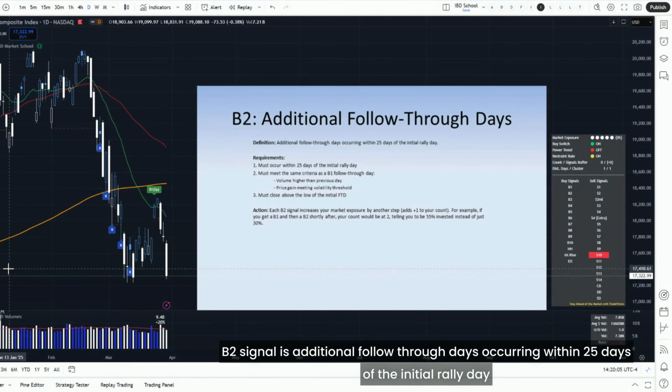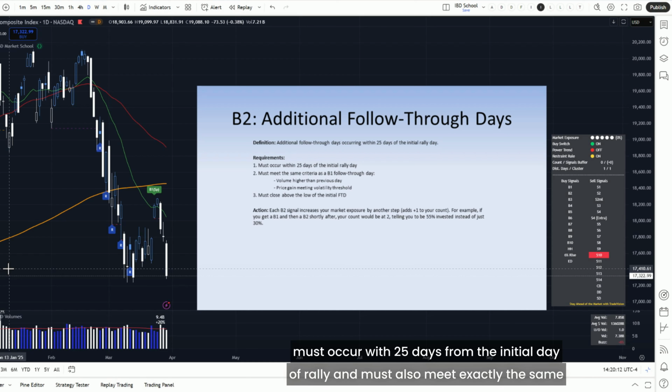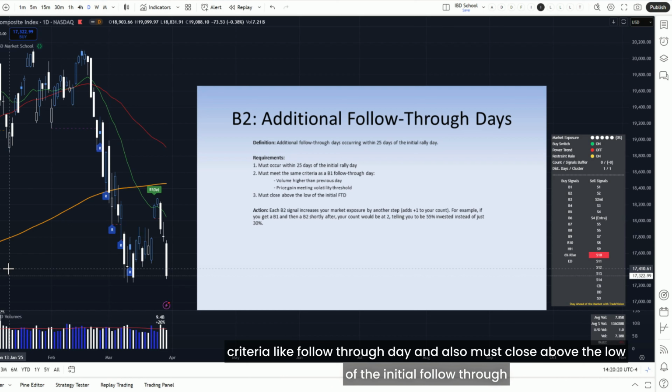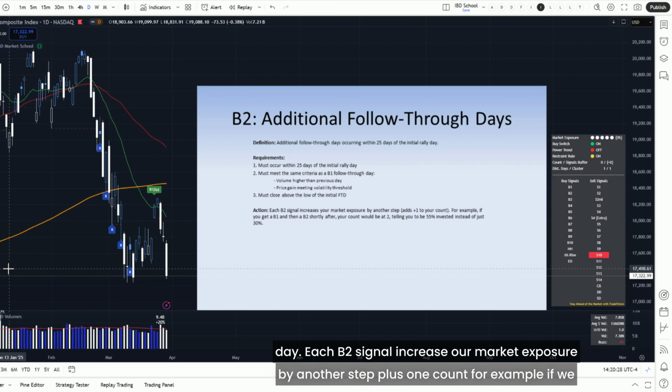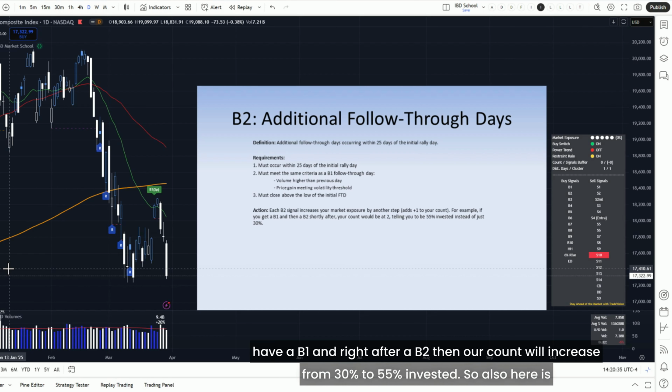B2 signal is additional follow through days occurring within 25 days of the initial rally day. Must occur within 25 days from the initial day of rally and must also meet exactly the same criteria like the follow through day, and also must close above the low of the initial follow through day. Each B2 signal increases our market exposure by another step plus one count. For example, if we have a B1 and right after a B2, then our count will increase from 30% to 55% invested.